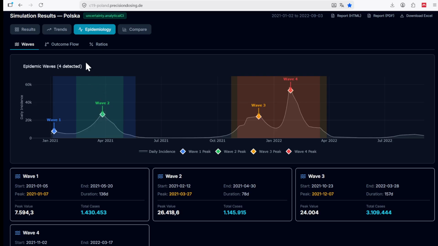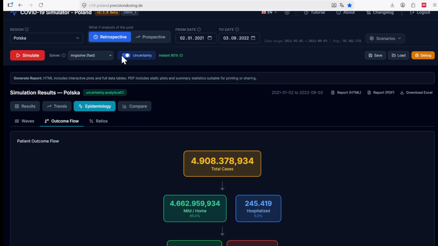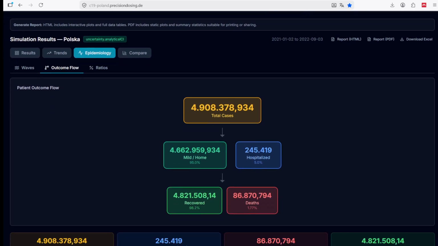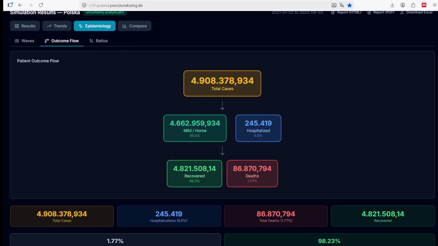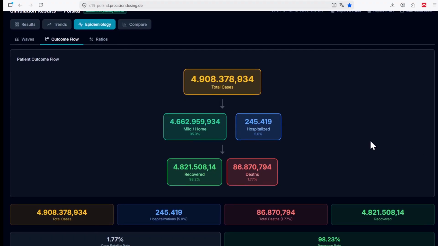In the Outcome Flow subsection, you can see a visualization of the flow of patients through the healthcare system, including the number of all patients and the fraction of patients in each state.